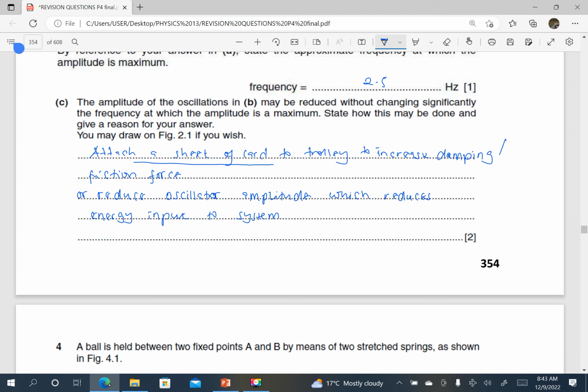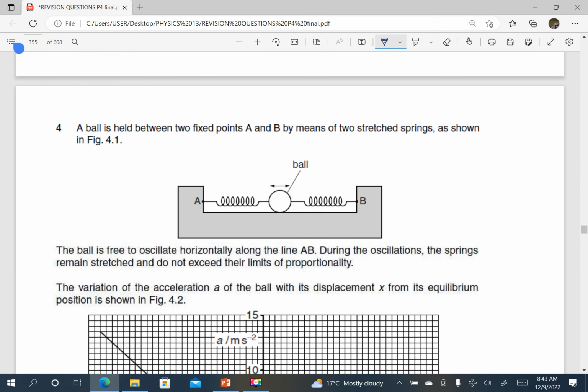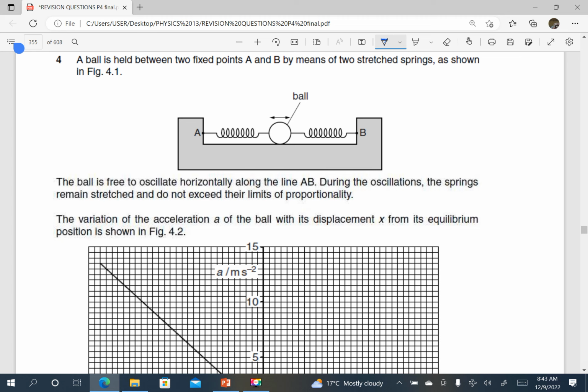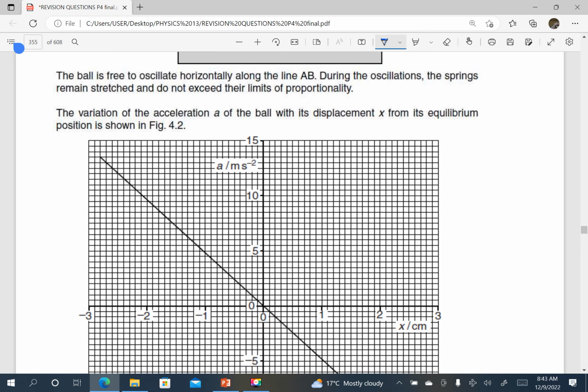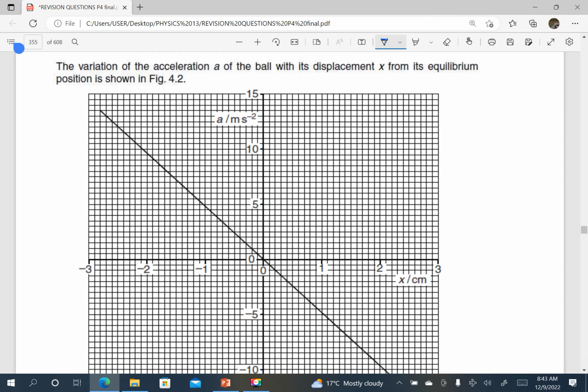It is increasing damping. A ball is held between two fixed points, A and B, by means of two stretched springs as shown here. The ball is free to oscillate horizontally along the line AB. During the oscillations, the springs remain stretched and do not exceed their limits of proportionality. That means Hooke's law is still obeyed. The variation of the acceleration a of the ball with its displacement x from its equilibrium position is shown here.